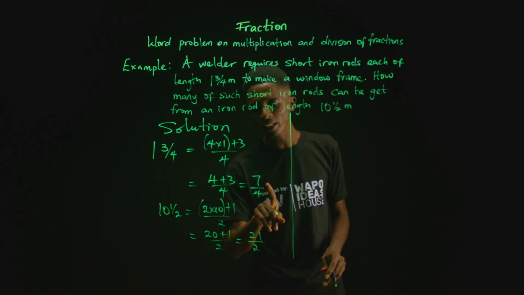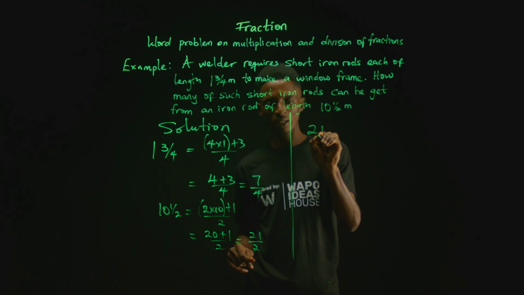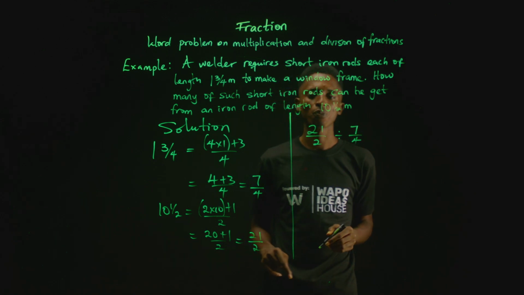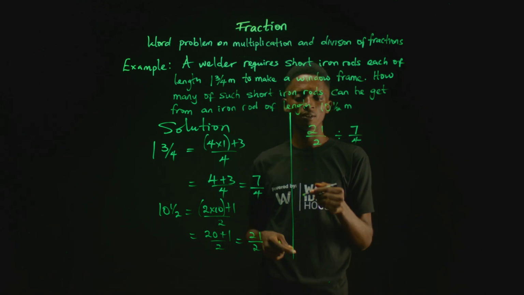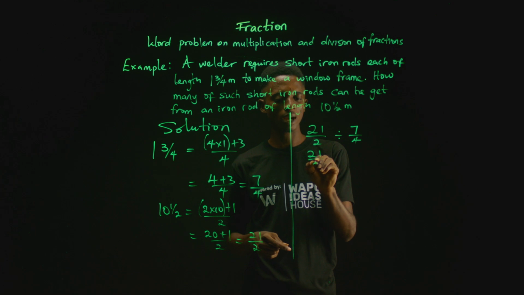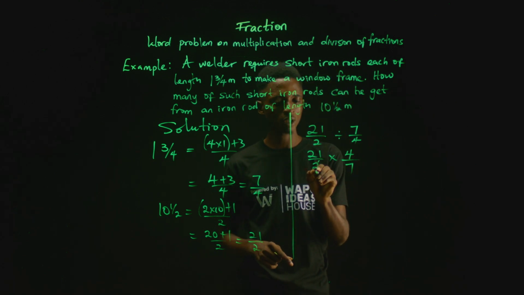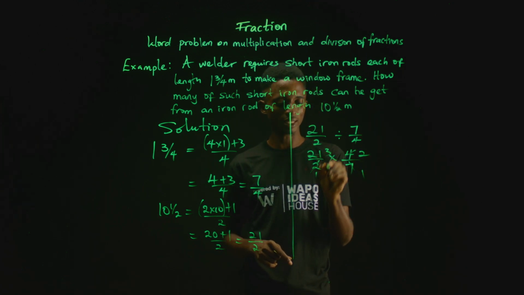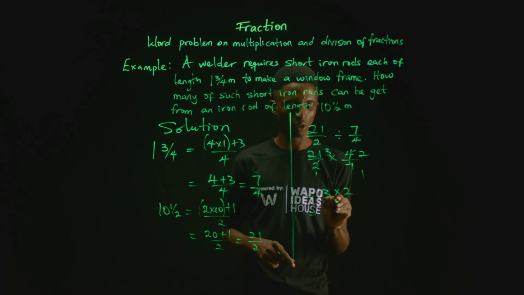Now, to find out how many of these rods he can get from 21/2, we would write 21/2 divided by 7/4. And to solve this, we change this division sign to multiplication and then flip this fraction. So we would have 21/2 multiplied by 4/7. Now, 2 here goes 1, 2 here goes 2. 7 here goes 1, 7 here goes 3, giving us 3 times 2. And 3 multiplied by 2 will give us 6.